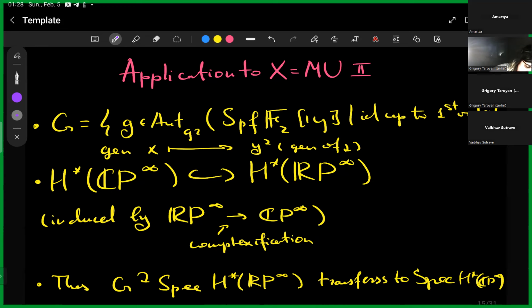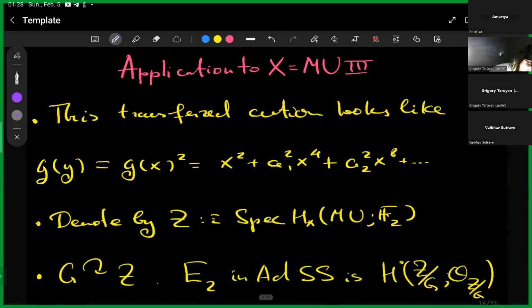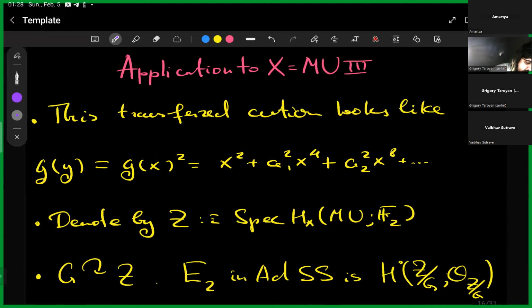And so this means that the action of this group scheme on the spectrum of cohomology of RP infinity transfers to the spectrum of cohomology of CP infinity over F2, via the usual construction. So we have a map of rings, which means that we have a map of spectra in the other direction, and we have a transferred action.